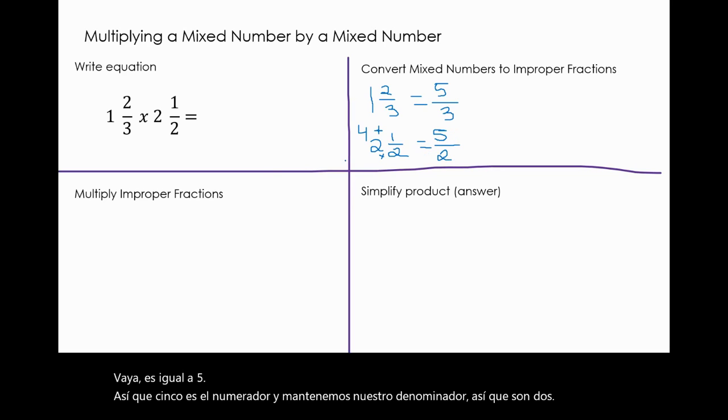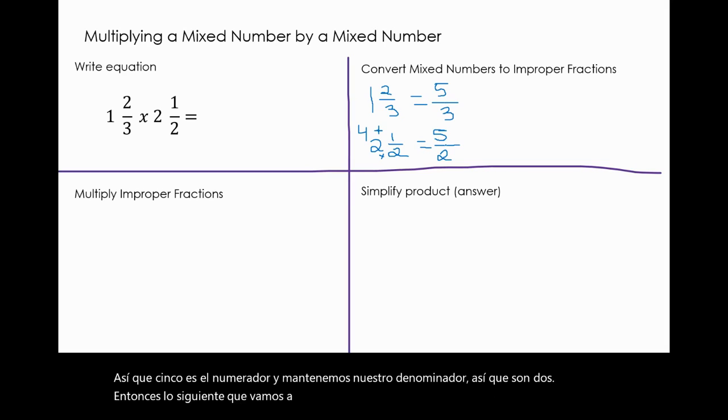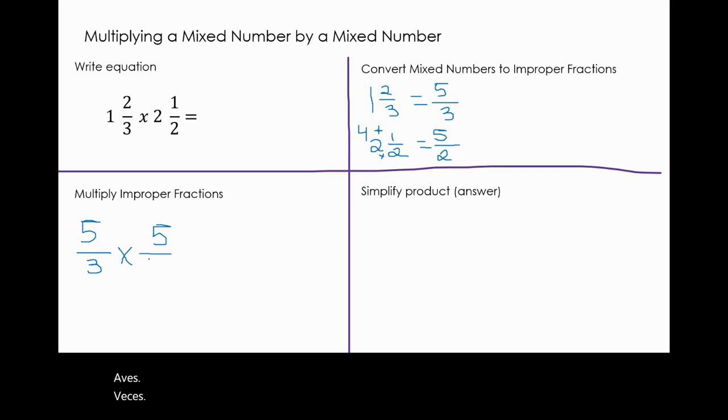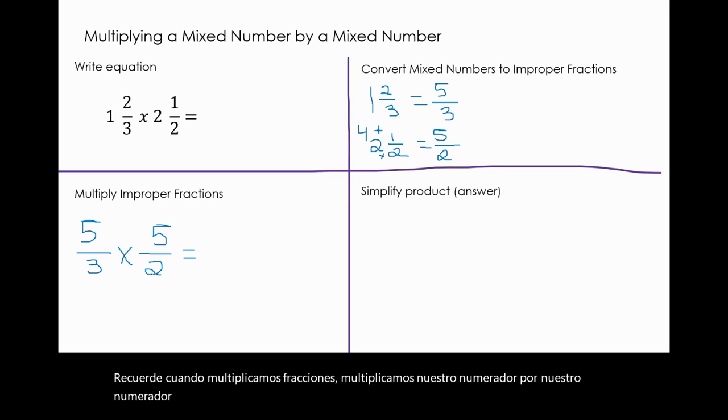The next thing we're going to do is multiply our improper fractions. So we'll have 5 thirds times 5 halves. And remember, when we multiply fractions, we multiply our numerator by our numerator, and then the denominator by the denominator. So 5 times 5 is 25. 3 times 2 equals 6.